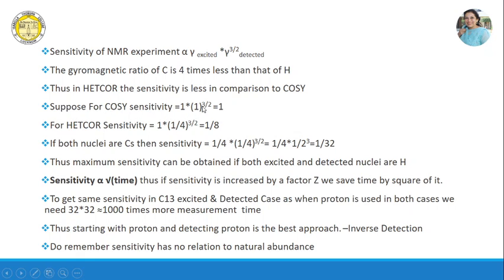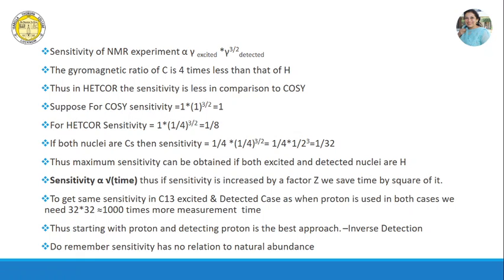So 1 into 1 raised to the power of 3 by 2 is equal to 1. But if we do a Hetcor, then what happens? This remains as 1, but on the F2 axis now I have carbon whose gyromagnetic ratio is 1/4 of proton. So I write 1/4 raised to the power of 3 by 2. It becomes 1/8. So the sensitivity of a Hetcor experiment is 1/8.